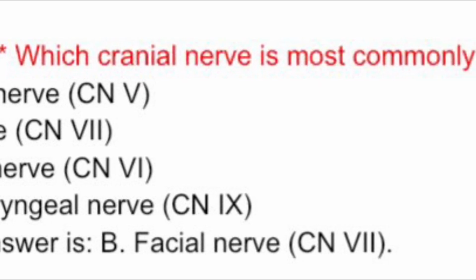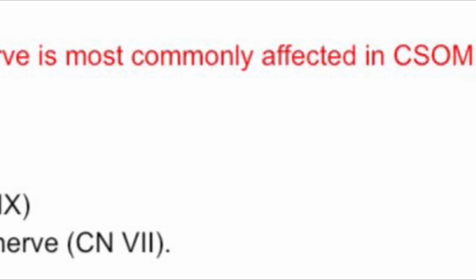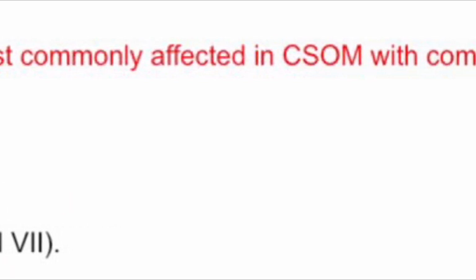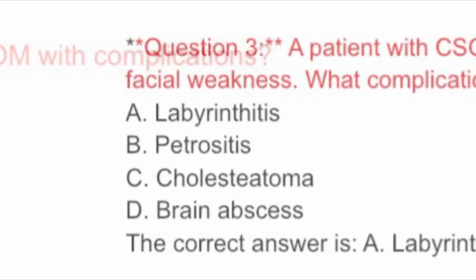Question 2. Which cranial nerve is most commonly affected in CSOM with complications? A. Trigeminal nerve, CN5. B. Facial nerve, CN7. C. Abducens nerve, CN6. D. Glossopharyngeal nerve, CN9. The correct answer is B. Facial nerve, CN7.